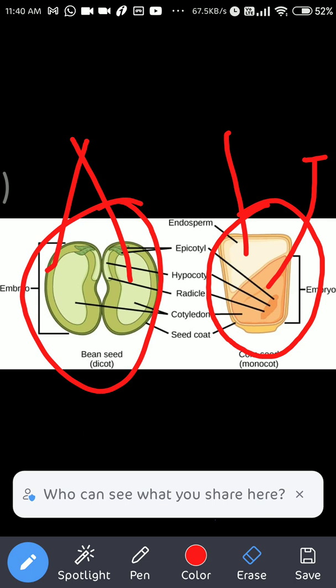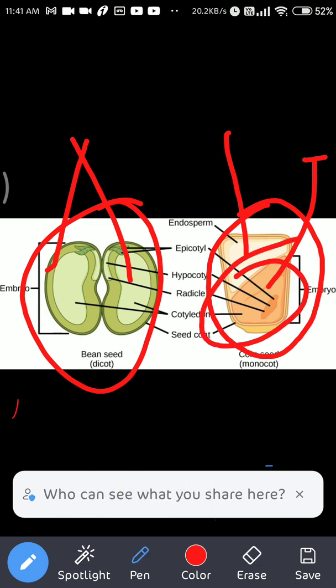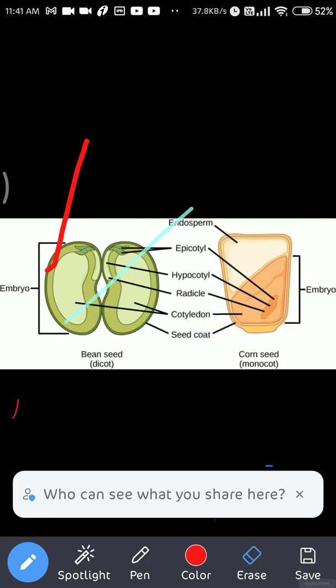Okay. So these are monocot and dicot seeds. Here it is dicot because there are two cotyledons in the dicot seed, and here it is monocot because only one cotyledon is there. And this cotyledon is known as scutellum. Last time I told you this. So these are the two types of seed, categorized on the basis of the presence of cotyledon, meaning the number of cotyledons, whether they are one or two.